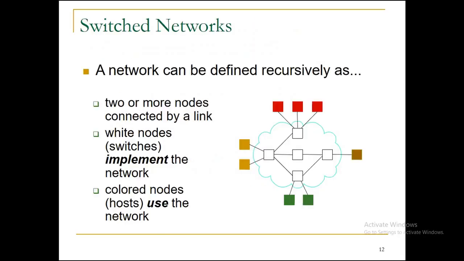Okay, so a network can be defined recursively as either two or more nodes that are connected via a link. And in this picture here, you have two or more nodes that are connected with a link to another node in an indirect form, and that switch connects to another switch that's also creating connectivity for a couple of other nodes.